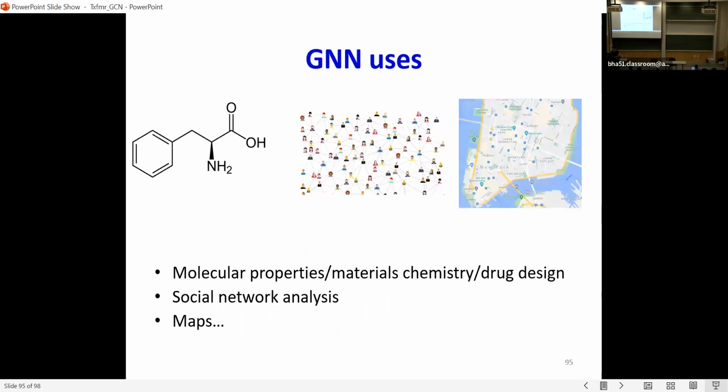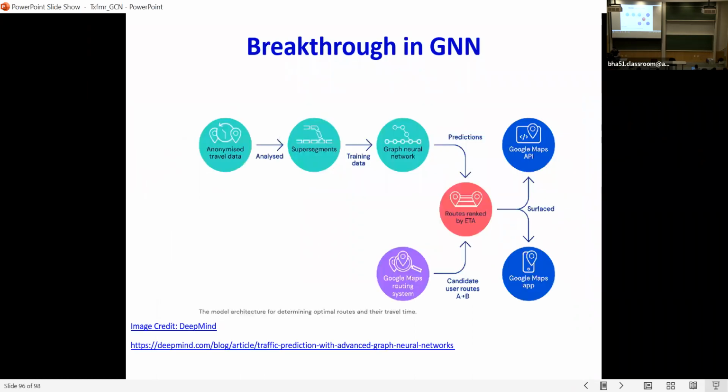Now, what is this used for? In practice, I gave you an example, but GNNs have practical use in very concrete applications, and you've already used them unknowingly. For example, one of the breakthroughs that happened some time ago is that DeepMind managed to build a big GNN for doing traffic prediction using Google Maps data as a graph.